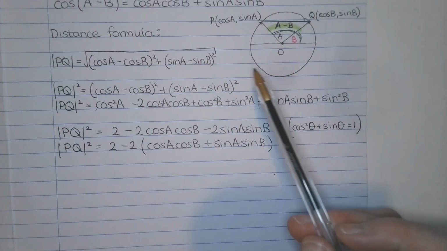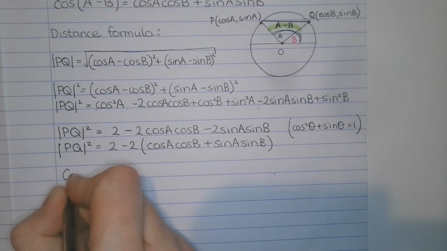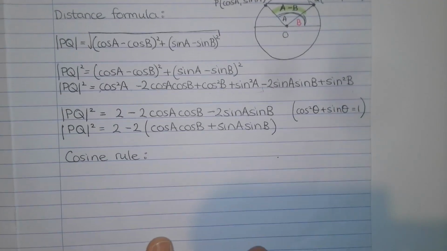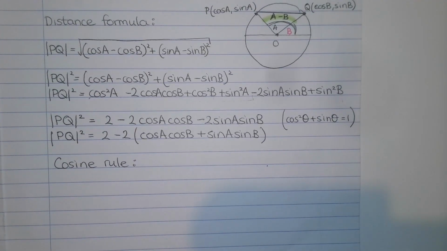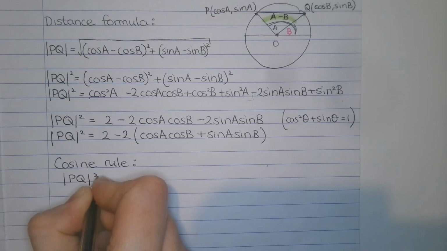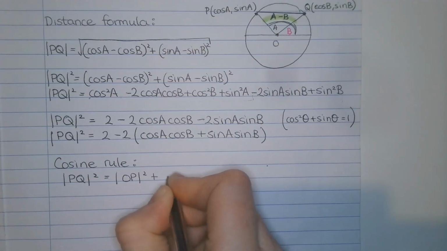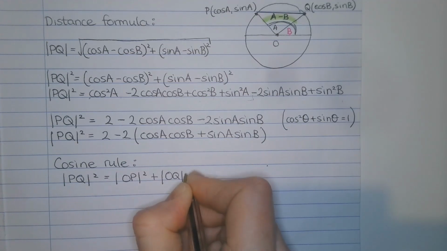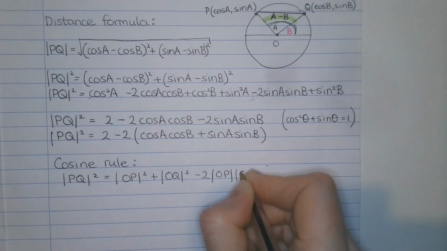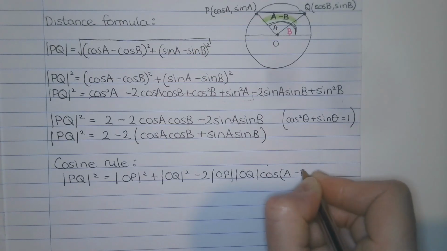We're now going to try and find the exact same thing, the length of PQ, but this time we're going to use the cosine rule. So using the cosine rule, what we will have is PQ squared will be equal to OP squared plus the length of OQ squared minus 2 times the length of OP times the length of OQ by the cos of A minus B.